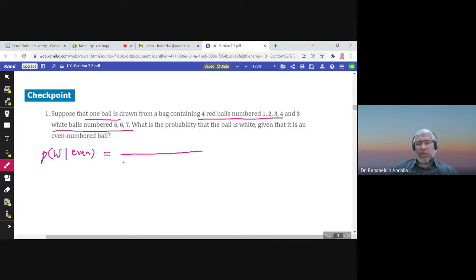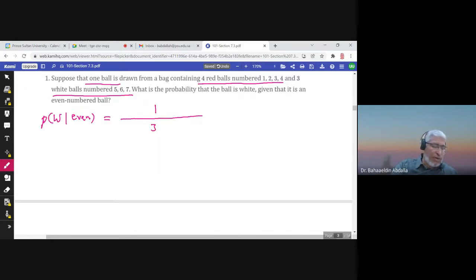Also, I can use the number of elements. How many even numbers are there? 2, 4, and 6, 3 even numbers. How many white balls among these 3? Well, the white balls are 5, 6, 7. The only even number is 6. So there is one even and white ball. So the probability is 1 over 3.